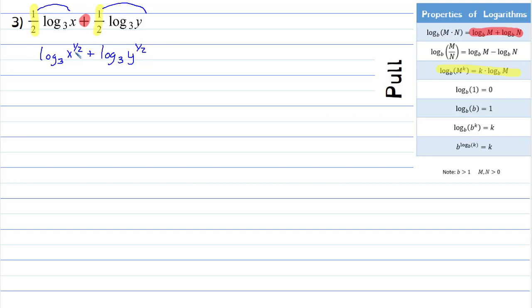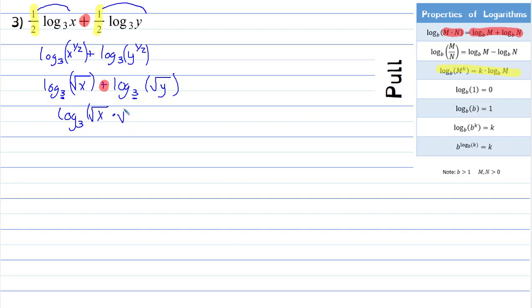Next thing we need to do is, 1/2 is not one of the things you leave as an exponent. We need to simplify that. When you have something to the 1/2 power, that's the same thing as taking the square root of that item. Now, our bases match, so I can write this as a single log. And since I have addition, I'm going to multiply those. And so I have the square root of x times the square root of y.